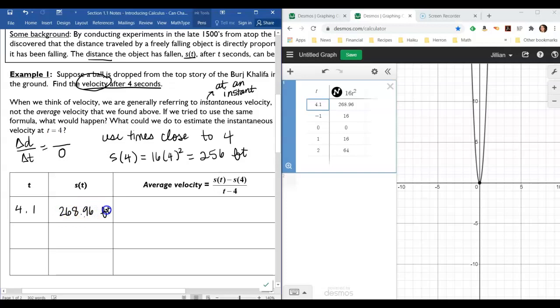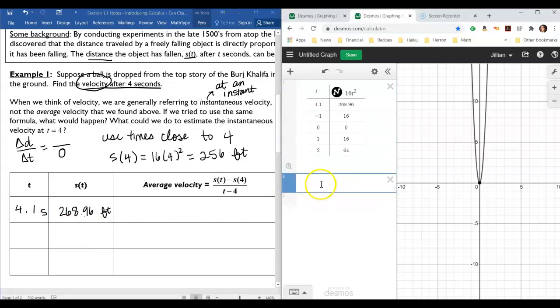These are feet. I can put my units in the table, but I want to make sure I have them on my final answer. And then to find my average velocity, I can evaluate using the other point that I knew. So I knew S of 4 was 256. And so what I'm going to do, if I want to type a fraction, you can either do it in the middle or at the beginning. I think it's a little easier at the beginning.